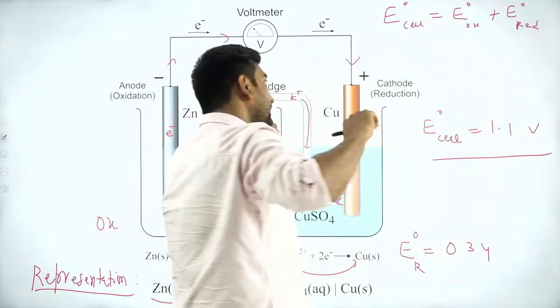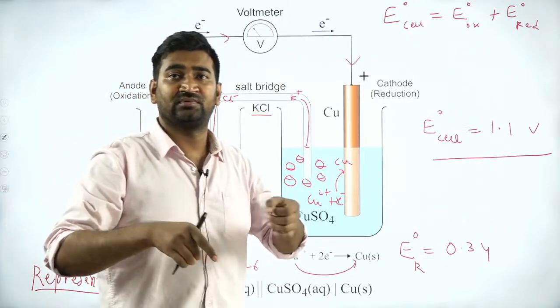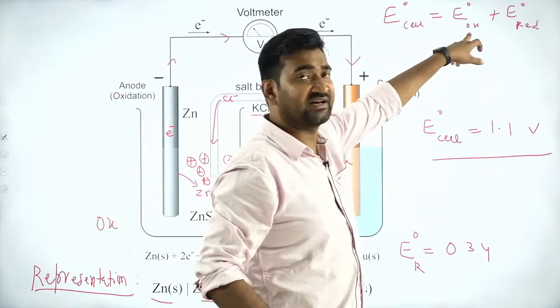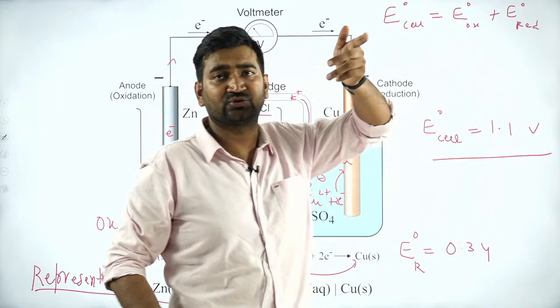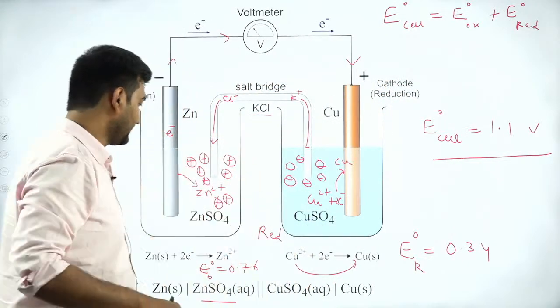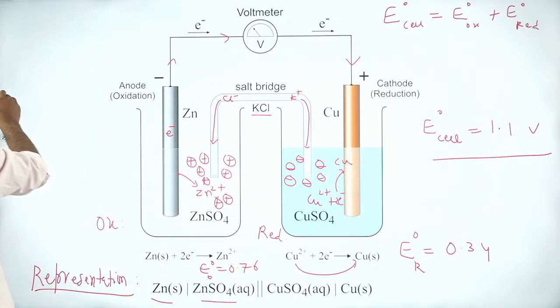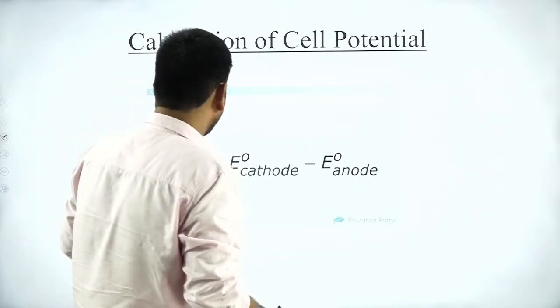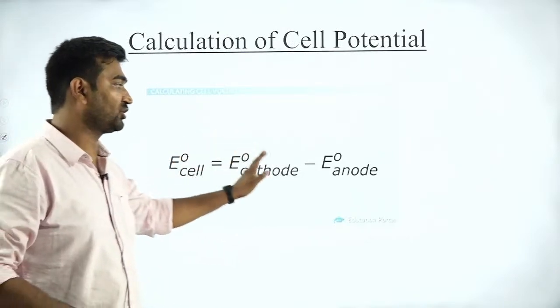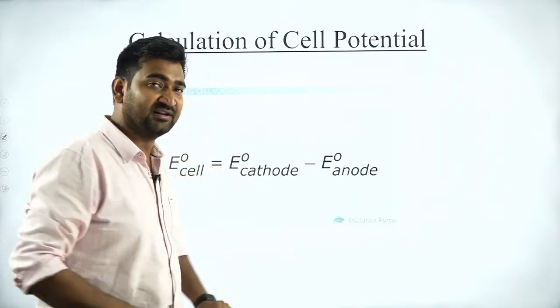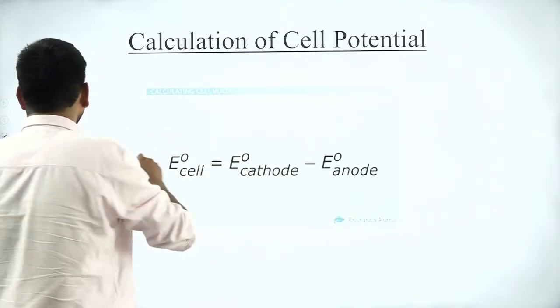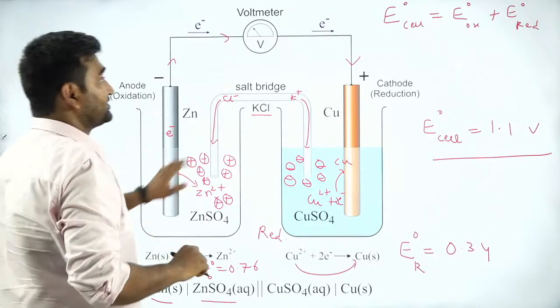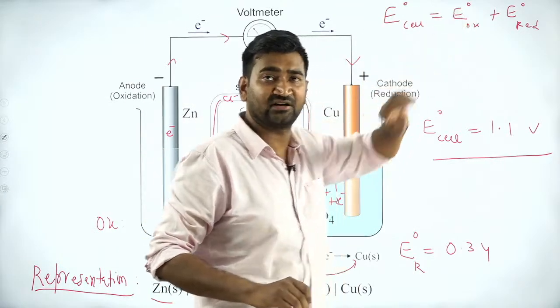If we are writing only in terms of reduction, then you have to convert the oxidation and the sign will be changed. So minus will come. We will see in the next slide. See, this is the calculation of the cell potential. Formula is E naught cell is equal to E naught cathode minus E naught anode. Please remember this formula. I just told you that generally it is E oxidation plus E reduction.